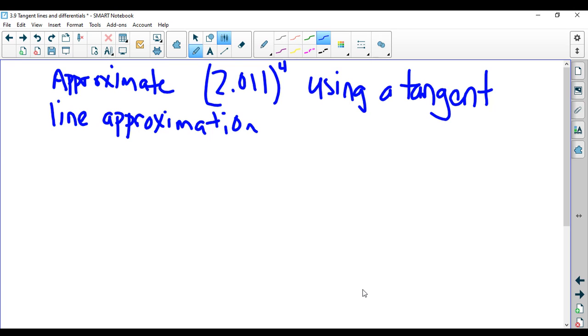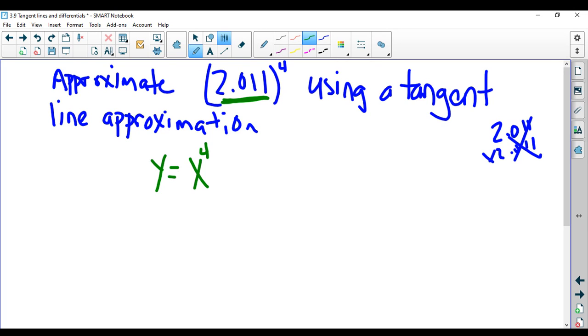You could by hand multiply 2.011 times 2.011, get the answer, and then keep going another couple of times. Or an approximation of the tangent line. So the easy way to do this without a calculator is just take the function. This is a raising to the fourth function, so x to the fourth, and draw a tangent line close to what we're raising to the fourth.